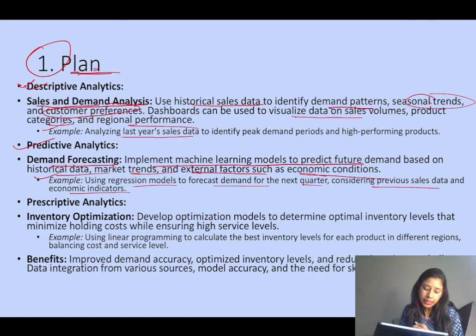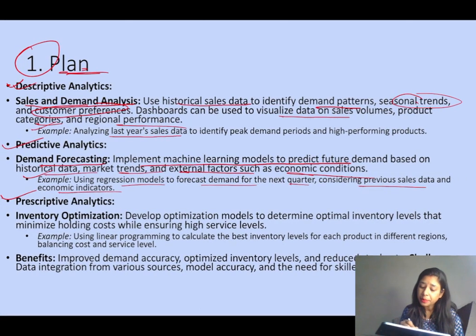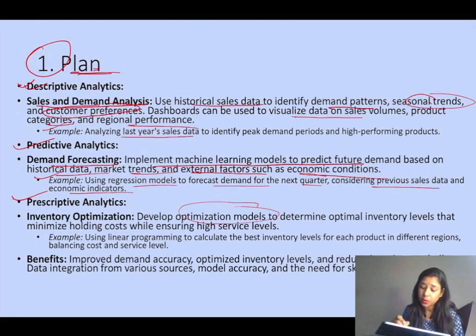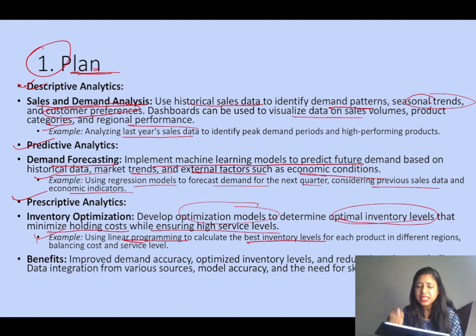Okay, then in predictive you can use predictive analytics for inventory optimization. This means you can develop some optimization models like EOQ and all these models to determine the optimal inventory level that can minimize the holding cost while ensuring high service levels. Okay, an example is you can use linear programming to calculate the best inventory level, right. With linear programming, by hit and trial, they calculate and come up with the best product combination which has the lowest cost and the highest profit.